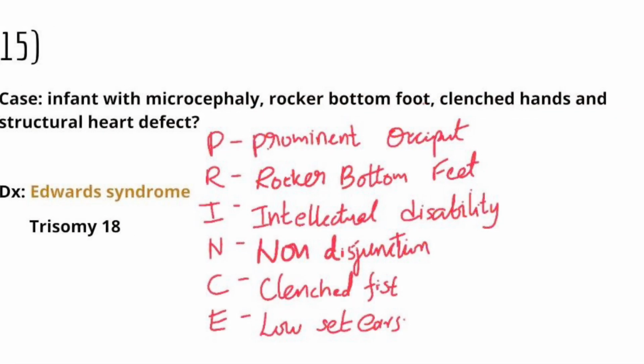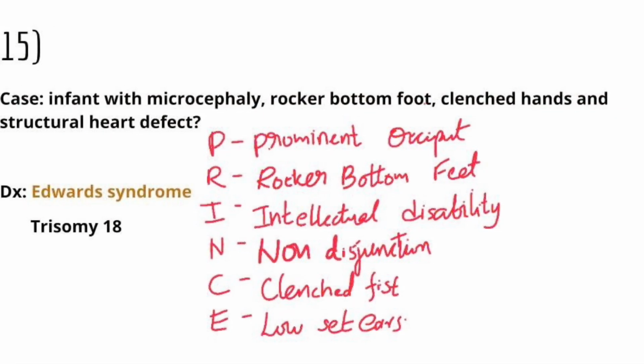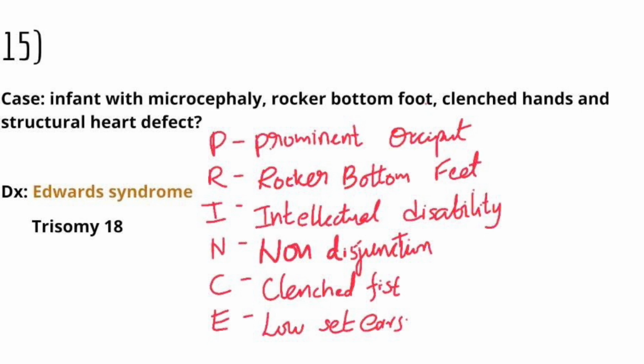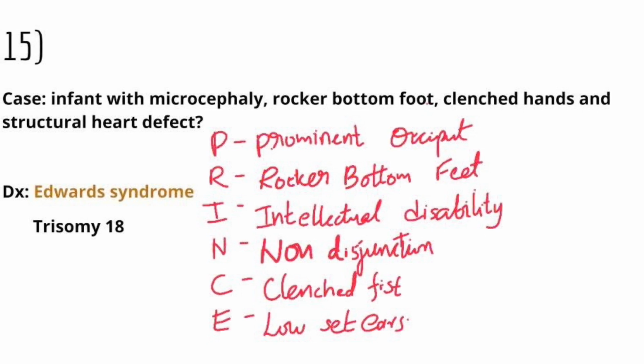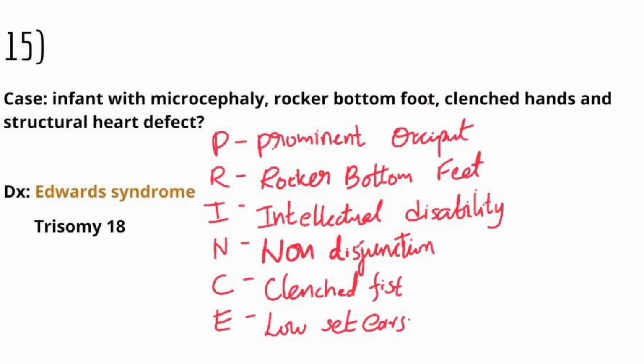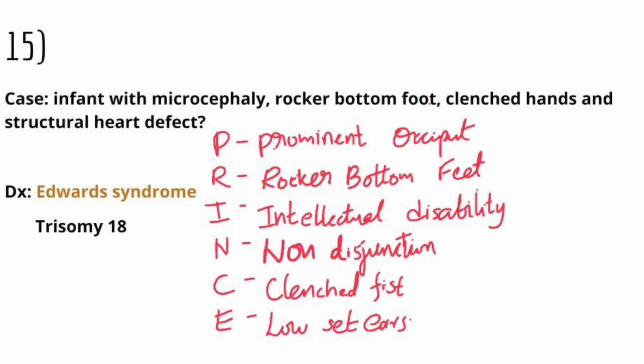Edwards syndrome is due to trisomy 18. It is the second most common autosomal trisomy which results in live birth. First one is Down syndrome and second one is Edwards syndrome.